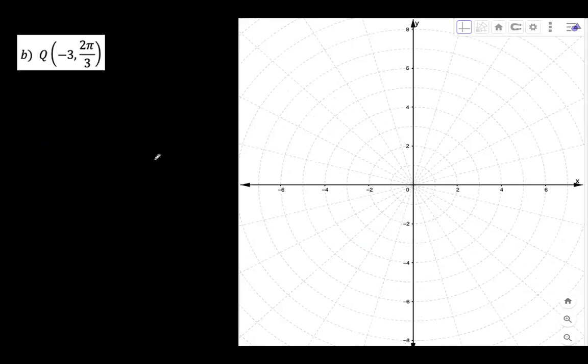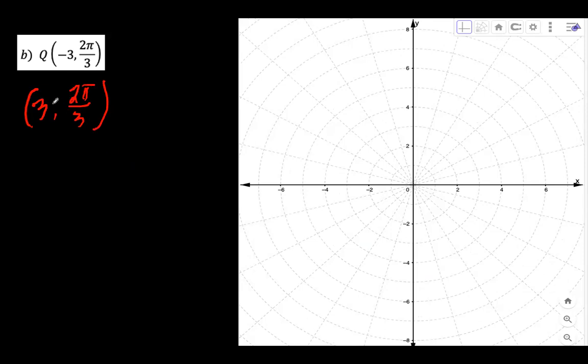All right, and letter B, you can sketch the points if you want, and then let's check if we will have the same answer. So our point given here is (-3, 2 pi over 3). So again, we need to convert the radius to a positive quantity. So we need to put absolute value on the -3 part. So this becomes (3, 2 pi over 3).